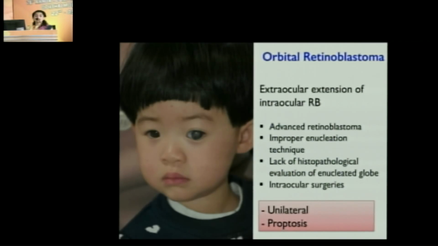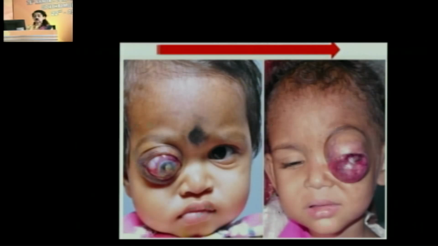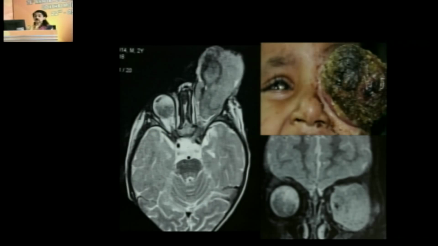Usually they present as unilateral proptosis in the eye. They can be subtle proptosis. A patient presenting with subtle proptosis should be evaluated radiologically to look for any extraocular extension, be it an optic nerve extension or an orbital extension. There is a progression. Initially, the patient may present with subtle proptosis, then it progresses to a very evident proptosis and even bulging of the entire eye outside, leading to fungating masses.